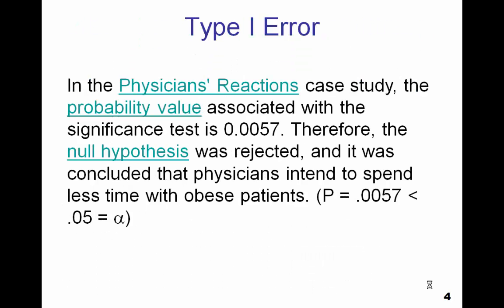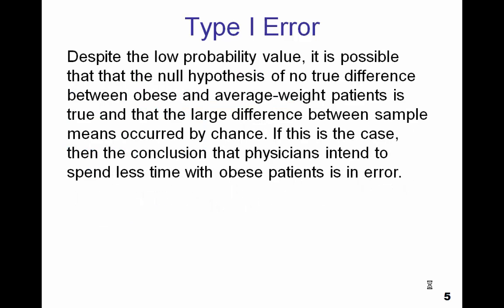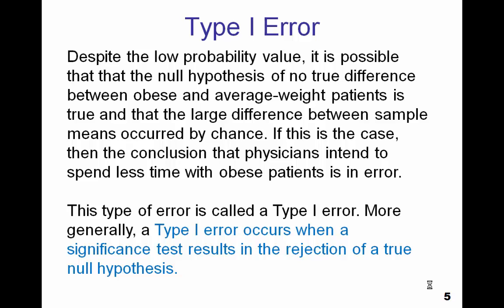Type 1 error. In the physician's reaction case study, the probability value associated with the significance test is 0.0057. Therefore, the null hypothesis was rejected and it was concluded that the physicians intend to spend less time with obese patients. Despite the low probability value, it is possible that the null hypothesis of no true difference between obese and average weight patients is true and that the large difference between sample means occurred by chance. If this is the case, then the conclusion that physicians intended to spend less time with obese patients is in error. This type of error is called a Type 1 error.